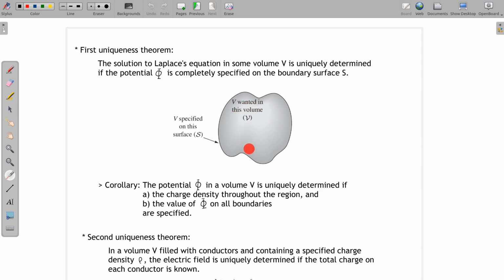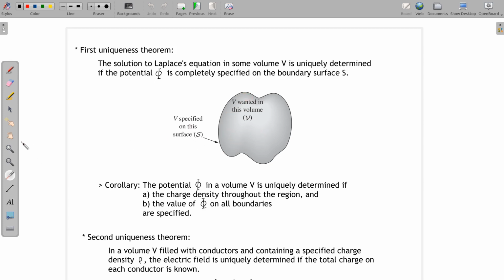To find the potential within some volume, all I need to do is know the potential on the surface. If I know the potential on the boundary surface, I can uniquely find the potential inside this volume. So if the boundary is given and I am able to find a solution which satisfies this boundary condition, then the first uniqueness theorem guarantees that the solution I got is the correct solution. It really does not matter how you obtain the solution, by hook or crook, as long as that solution satisfies the boundary condition, then you know that your solution is correct.